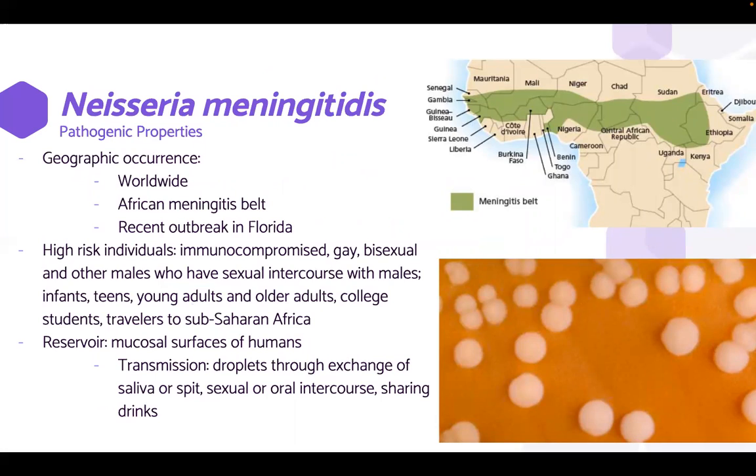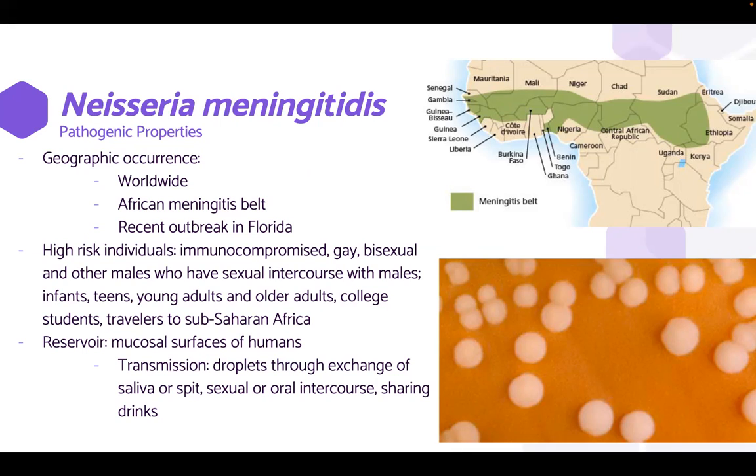So Neisseria meningitidis can occur anywhere in the world, but there is a very high occurrence in what is called the African meningitis belt, as you can see in this top right picture. And that's from Senegal, Gambia, Guinea-Bissau, Guinea to Eritrea, Ethiopia, Kenya, Uganda. And there's also been a very recent outbreak in Florida among people who are gay, bisexual, and other males who have had sexual intercourse with males. So keep an eye out for that.